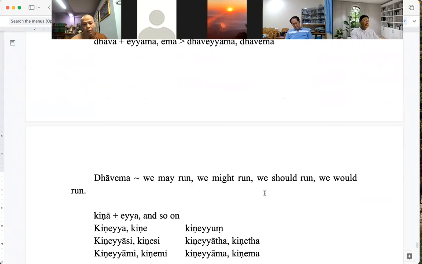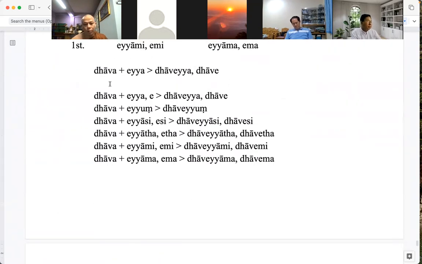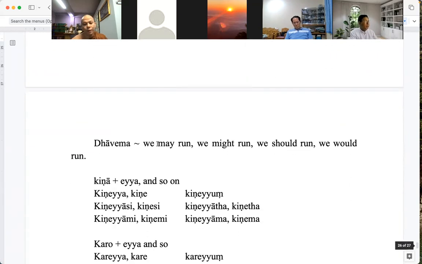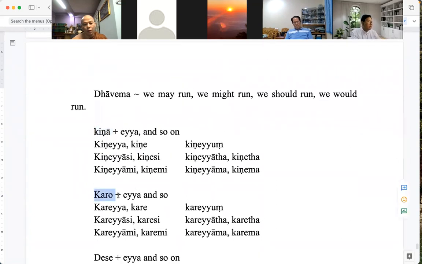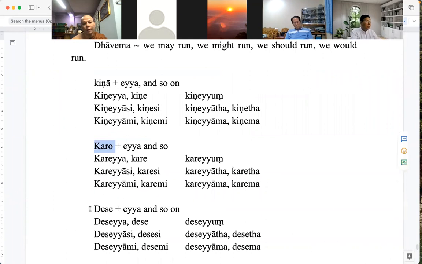Okay, so now we have already formed all of the verbs, ending in I, ending in U, ending in O and then ending in A. These are the common, regular ways of forming optative verbs. But for some verbs, they form the optative irregularly.